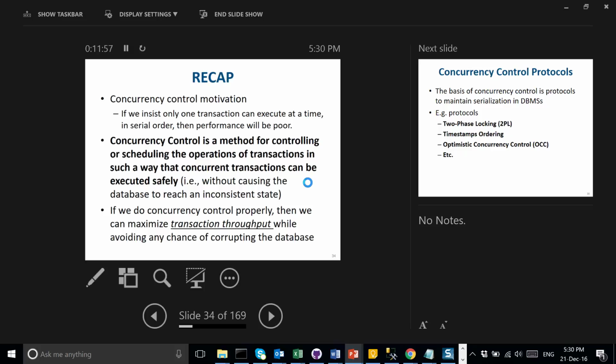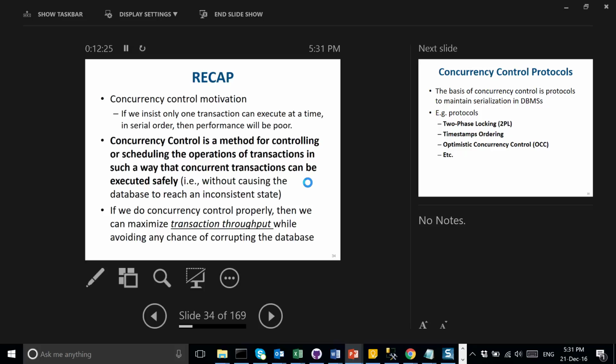So that's why we need concurrency control mechanisms. Okay? And if we have a proper concurrency control mechanism, we can achieve higher throughput. Higher throughput means we can execute many transactions in a particular unit of time, and also without corrupting the database and without losing consistency. All right?